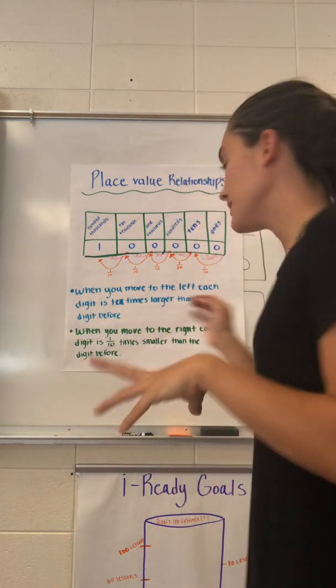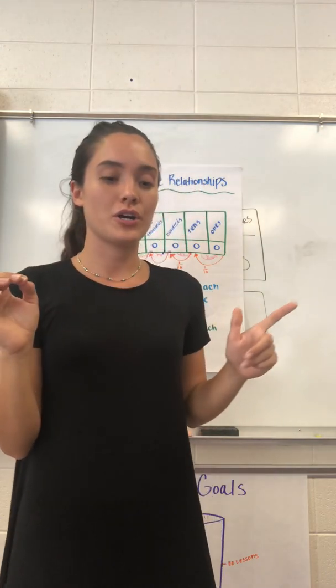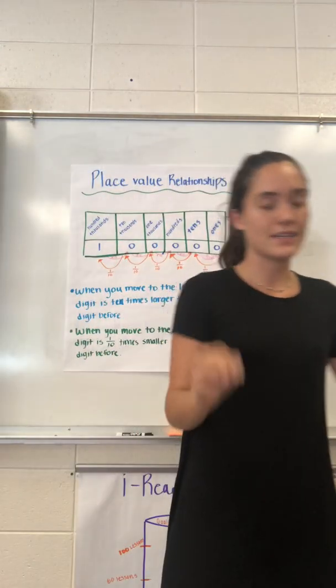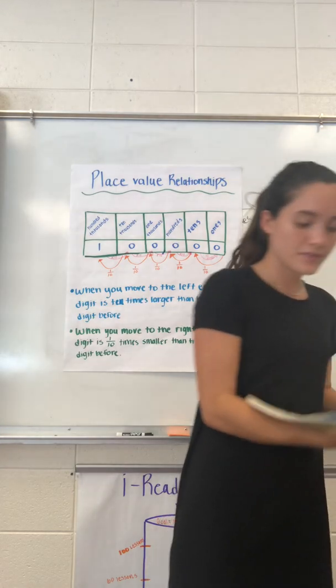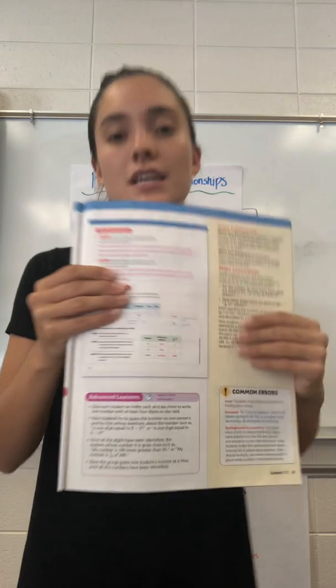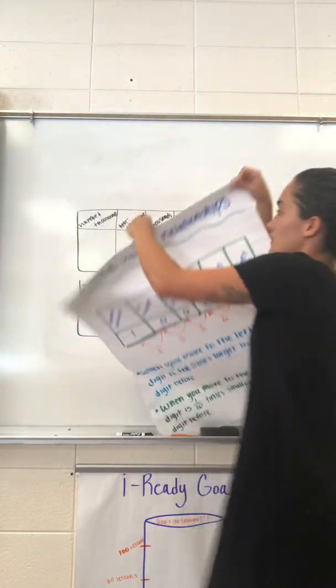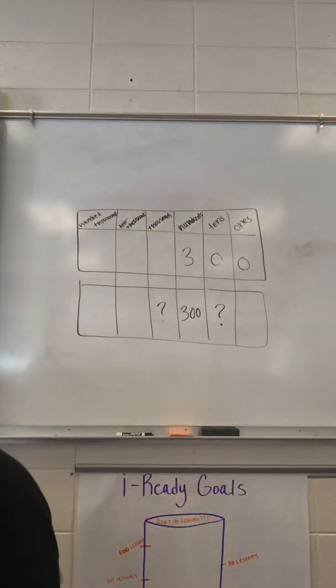All right, now you can pause the video and go grab your Go Math book. We are going to go over something together, okay? Once you've gotten your Go Math book, we are going to look at the section that says Make Connections. We're going to look at this chart right here. All right, so here is that chart.